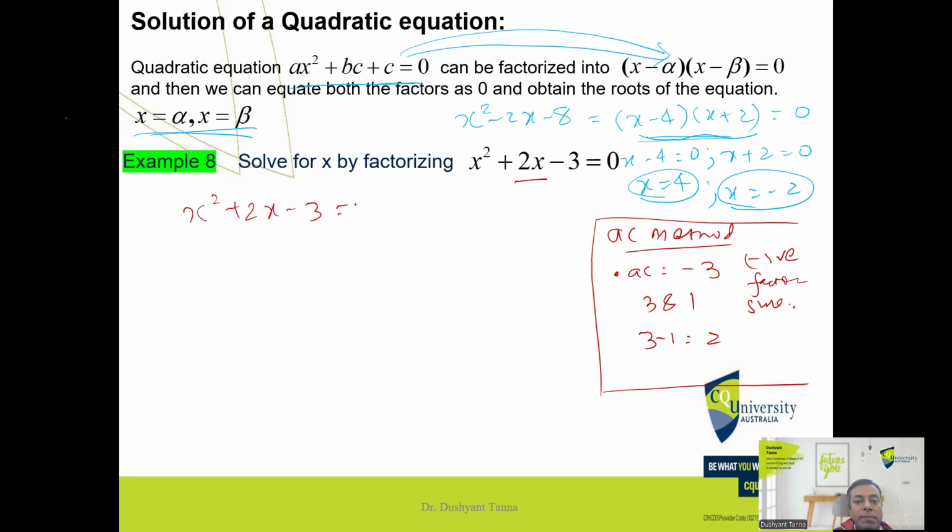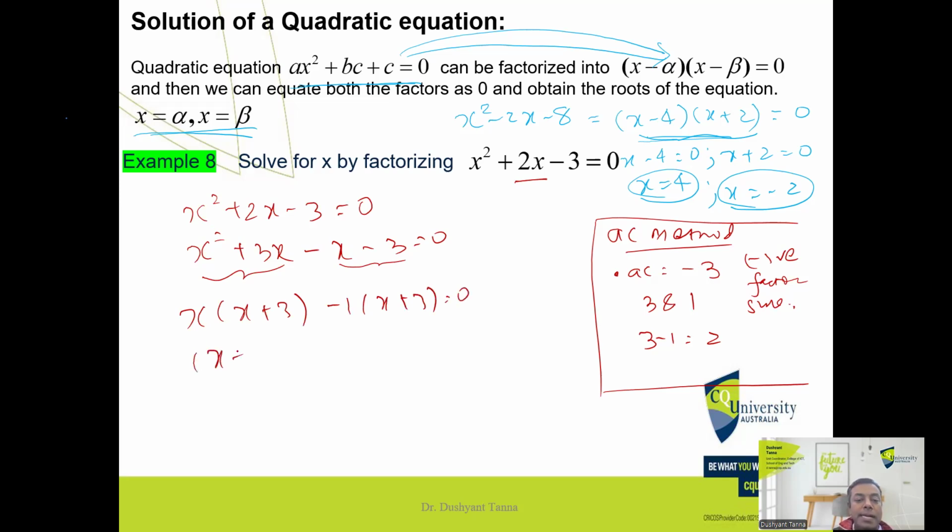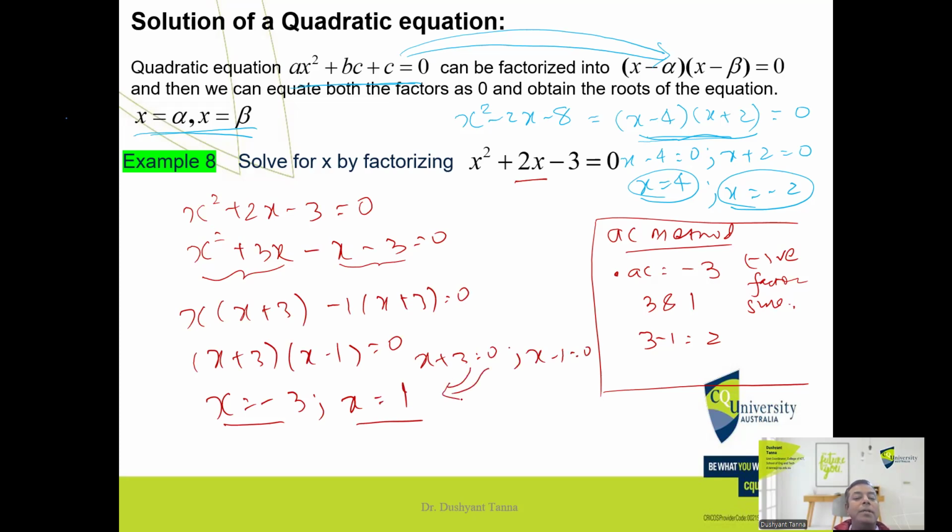So x plus 3, x minus 1 is 0. I know the factors: x plus 3 and x minus 1 equal to 0. So x is negative 3, x is equal to 1. If you want one more step, you can say either x plus 3 is 0 or x minus 1 is 0, and therefore the roots. Yeah?